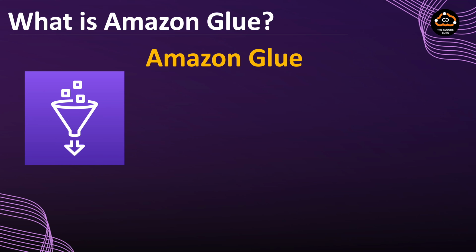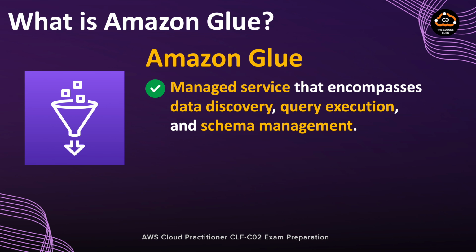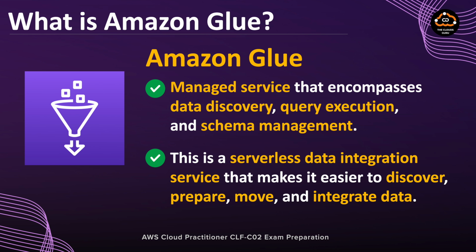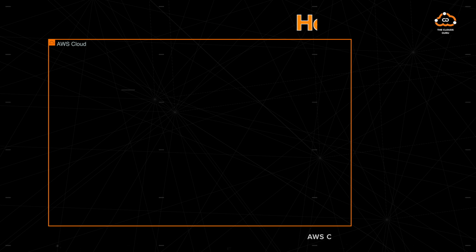What is AWS Glue? AWS Glue is a managed service that encompasses data discovery, query execution, and schema management. Its serverless nature ensures that you can handle all aspects of data integration without the need to provision or manage resources.